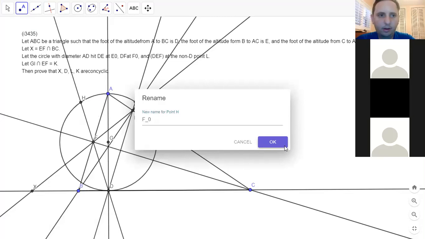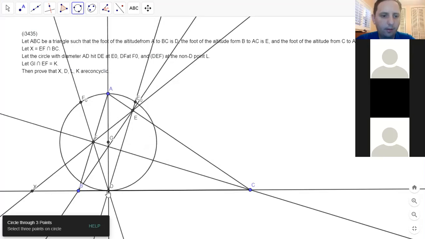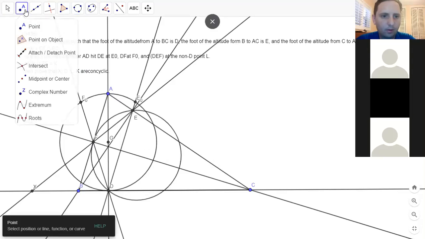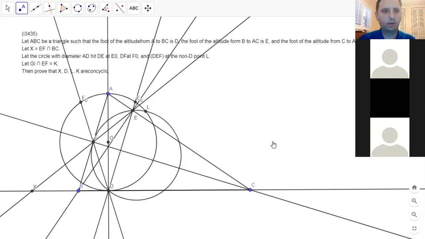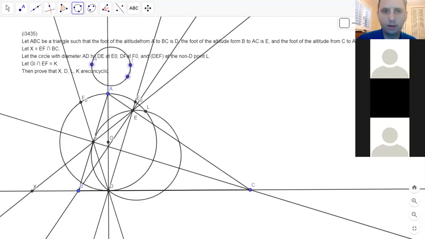And let it intersect the circumcircle of DEF at L. And then we're going to draw the incenter. This is weird. Maybe he meant to say let GL intersect DF at K. I don't know. Let me draw the circle through X, D, and K. Or X, D, L.